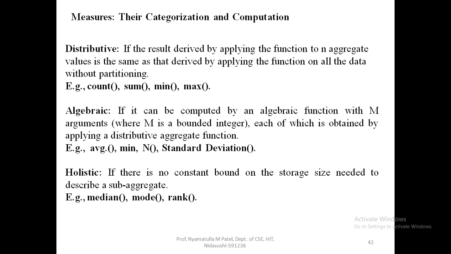An aggregate function is distributive if it can be computed in a distributed manner. For example, suppose the data are partitioned into n sets. We apply the function to each partition, resulting in n aggregate values. If the result derived by applying the function to the n aggregate values is the same as that derived by applying the function to the entire data set without partitioning, the function can be computed in a distributed manner.